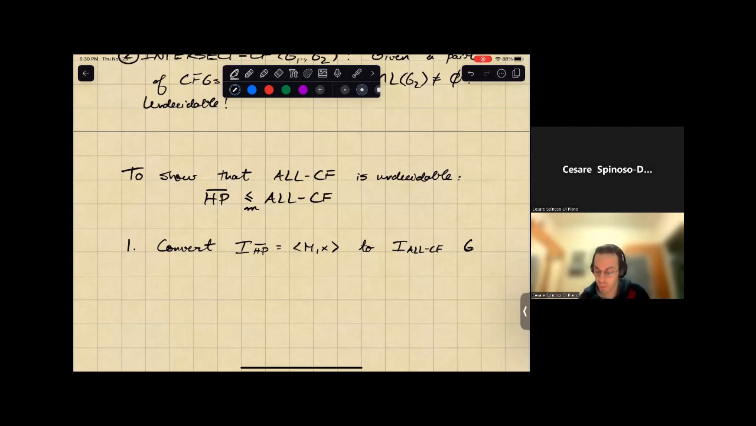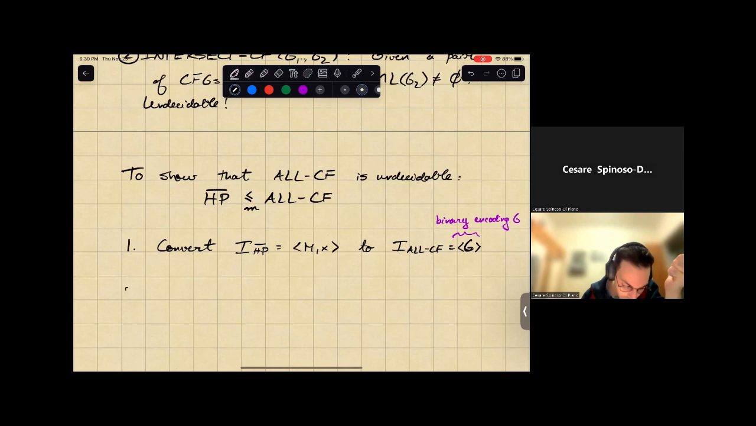But before we get to step 2, of course, the instance of the all CF problem isn't really G, it's G, but encoded as a binary string as well. Right. So this notation here just refers to the fact that I am binary encoding G. Okay. So I need to do this, and I need to do this while keeping in mind my objective.